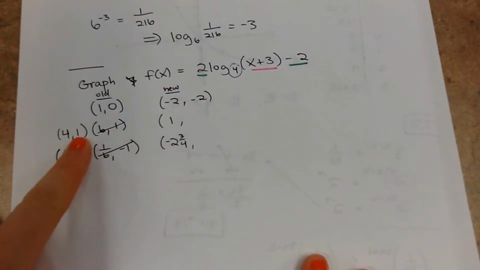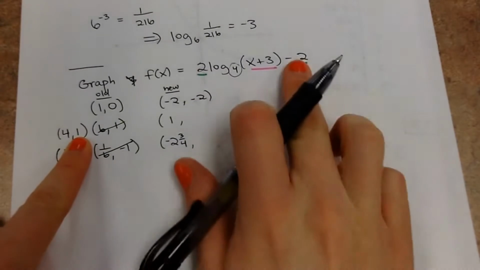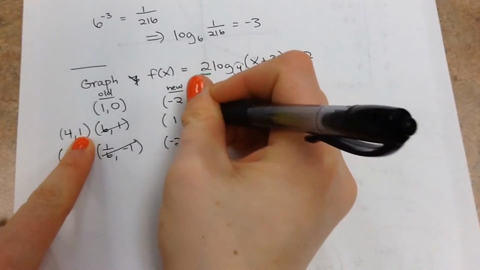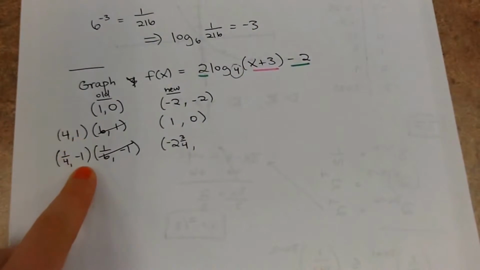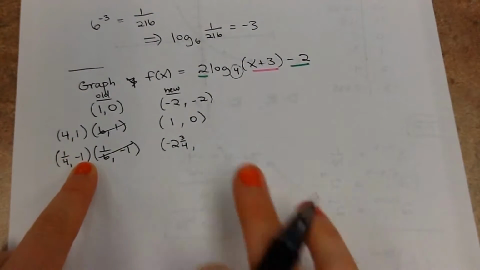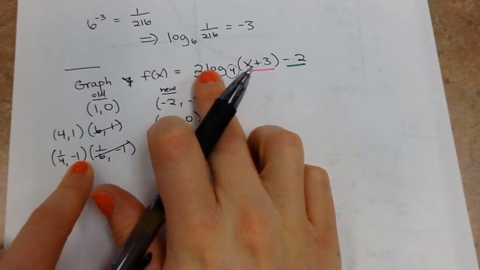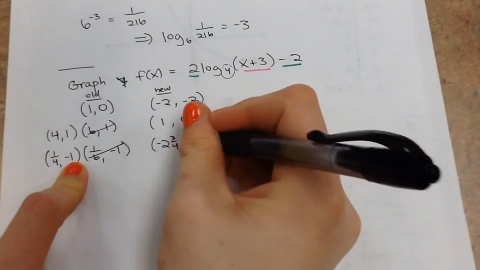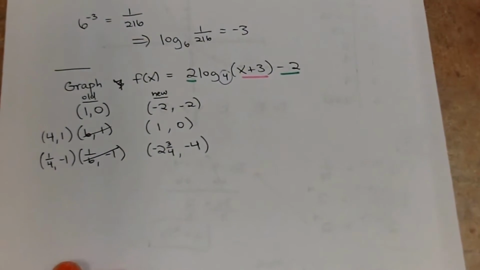Now I move to this value, 1. I'm going to multiply by 2. 2 times 1 is 2, and then I'm going to subtract 2. 2 minus 2 is 0. Then I move on to this one, negative 1. Negative 1 times 2 is negative 2. Minus 2 is negative 4. So that's where I get all 3 of my new points.